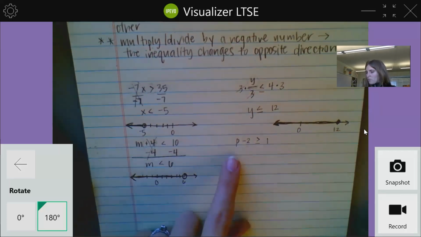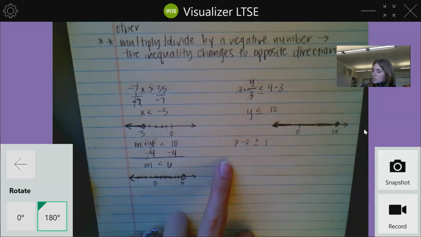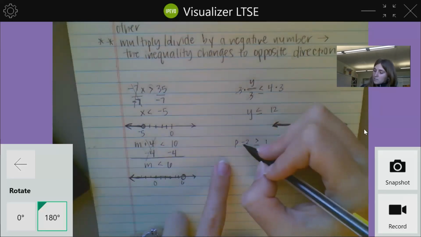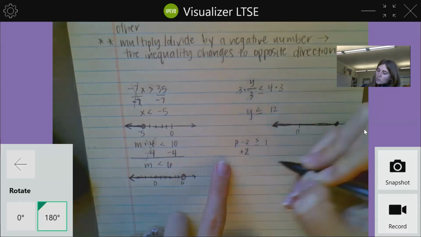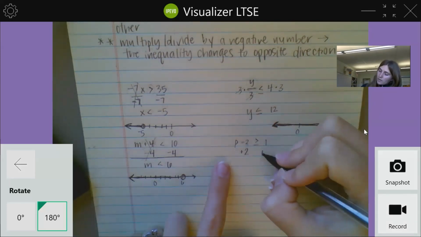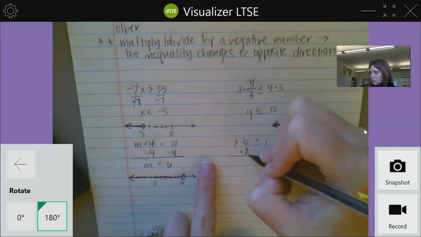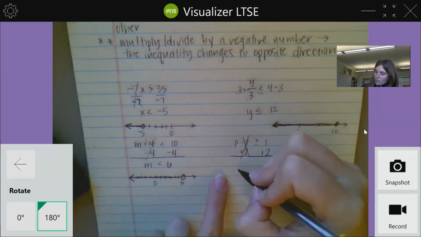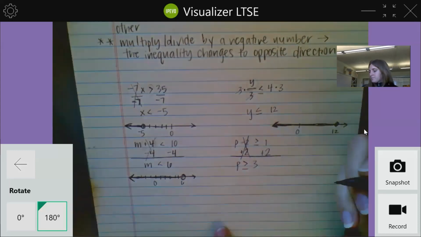And then one more, I have p minus 2 is greater than or equal to 1. Since I'm subtracting 2, I need to undo that, so I need to add 2. If I add 2 over here, then I add 2 over there. These 2s cancel out, and I'm left with p is greater than or equal to 3.